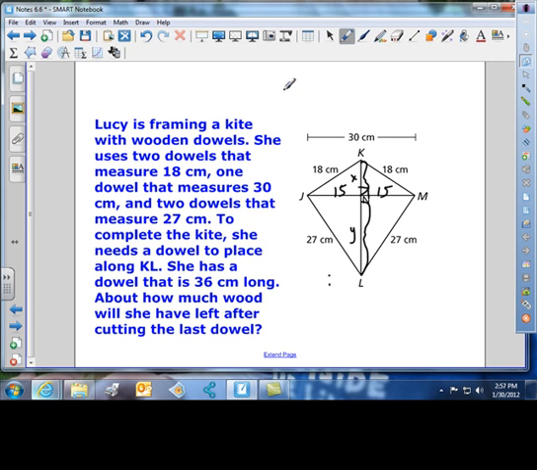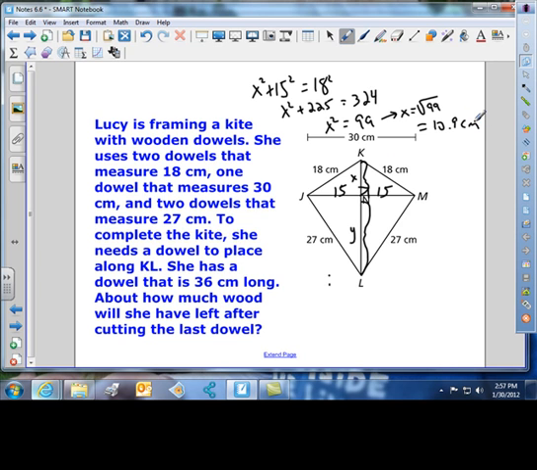So for X, I'm going to take X squared plus 15 squared equals 18 squared. That gives me X squared plus 225 equals 324. So in subtracting here, I get that X squared equals 324 minus 225, which is 99, making X equal the square root of 99. So that's X. In fact, I could even find that value. That would be about 10.9. So X is 10.9 centimeters.